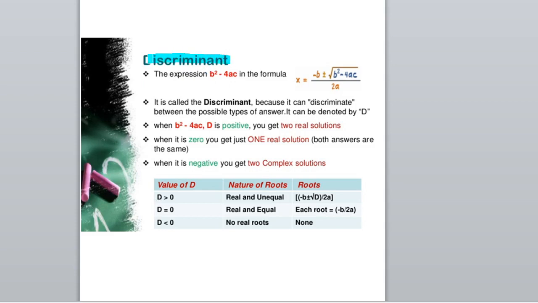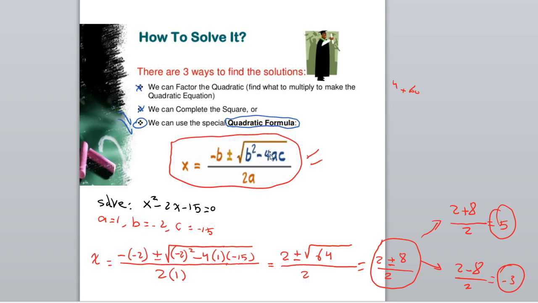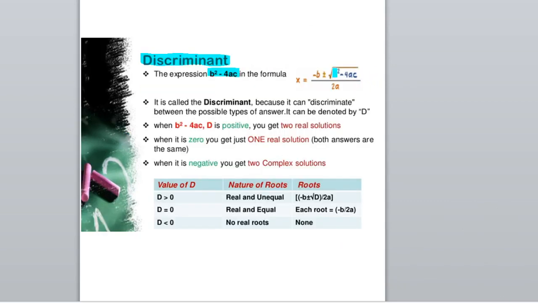What is the discriminant? The discriminant is the expression b squared minus 4ac. Where did we see it? We saw it in the formula, the term inside the radical. This term by itself we call the discriminant. Soon in a slide I'll tell you we also call it delta. It's called the discriminant because it can discriminate between the possible types of answers. It can be denoted by D, or delta like a triangle. In some books it's capital D, in other books they call it delta.